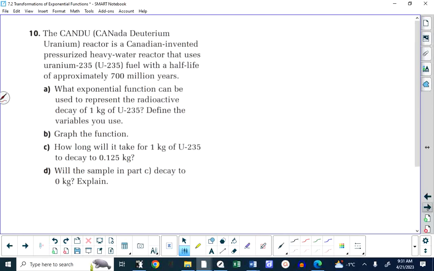So the CANDU reactor, I think it's been decommissioned, was a reactor that used uranium-235 fuel. It's a nuclear power plant, basically. It used uranium-235 as fuel. The half-life is approximately 700 million years. What exponential function can be used to represent this?